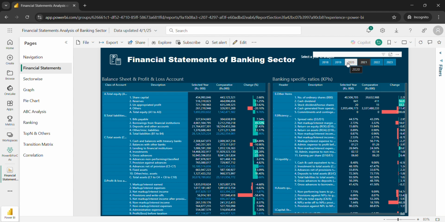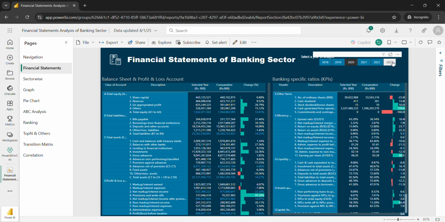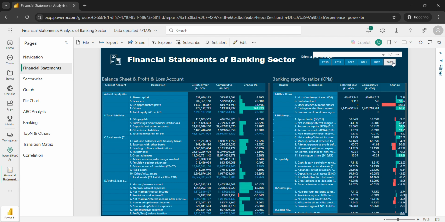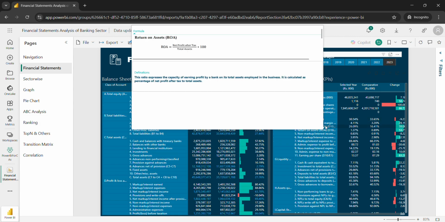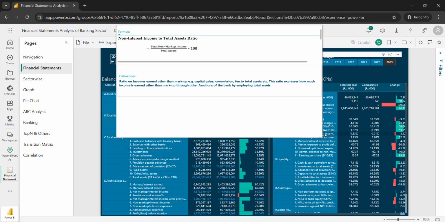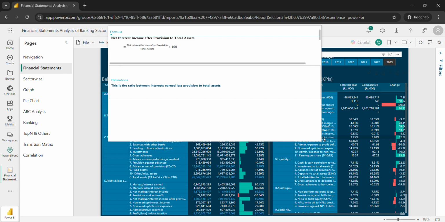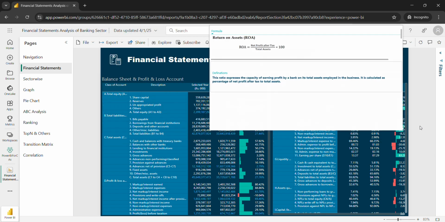Please bear in mind we are not talking about a single bank. Rather, we are talking about the entire industry where we have multiple banks, as you can see. So you can hover over the specific ratios to get the details of the components of the ratio, the numerator, the denominator, and the purpose for which this ratio is calculated.